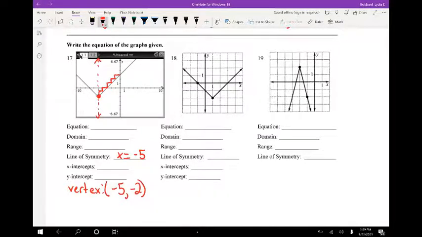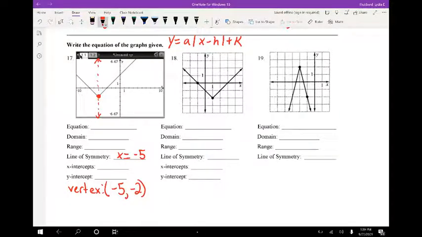Okay, so it has a slope of 1, so it hasn't been stretched or compressed. It's just been shifted to the left 5 and down 2. So if we have an equation where, again, we're doing the absolute value, so a times x minus h plus k, once we find our vertex, it should be pretty simple.